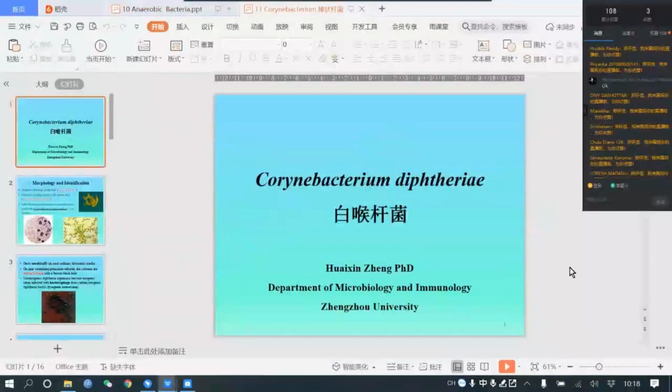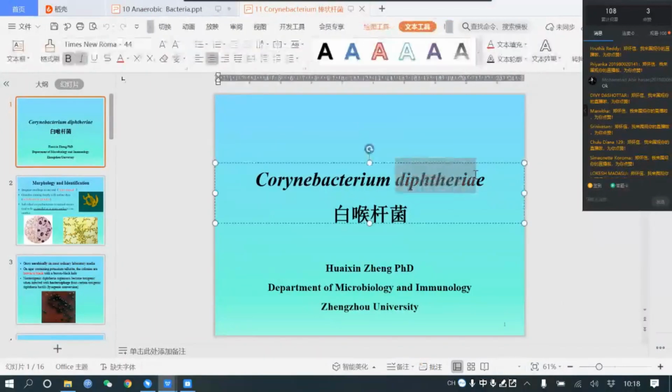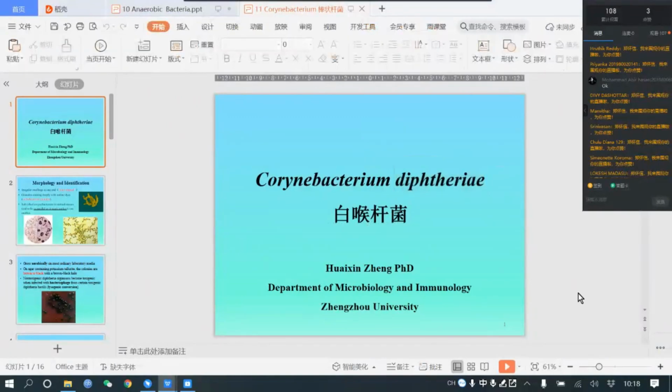Maybe you are not familiar with Corynebacterium, but you must be familiar with a species name called diphtheria. And diphtheria is one of this genus and one of the most important pathogens people worked on. And Dr. Behring discovered the existence of antitoxin against diphtheria, and he was awarded the first Nobel Prize in physiology and medicine.